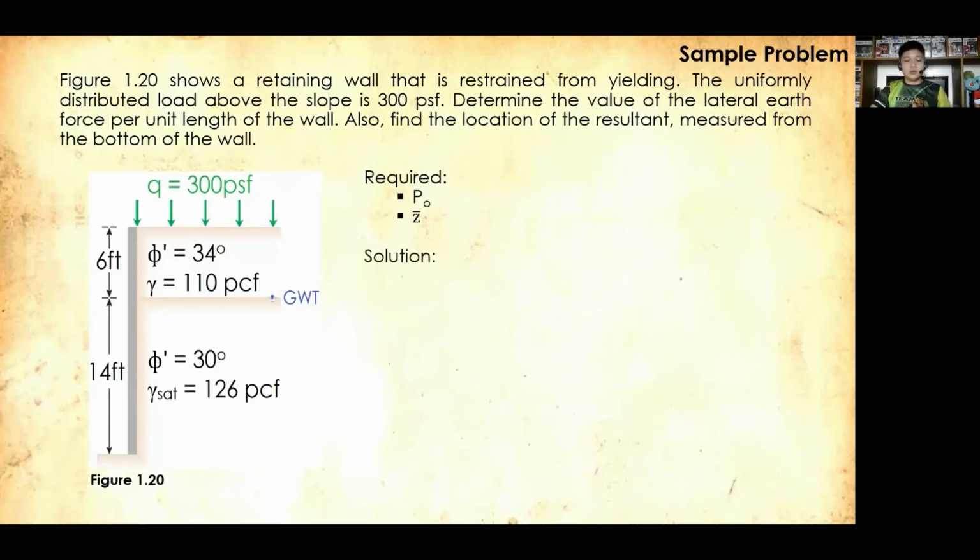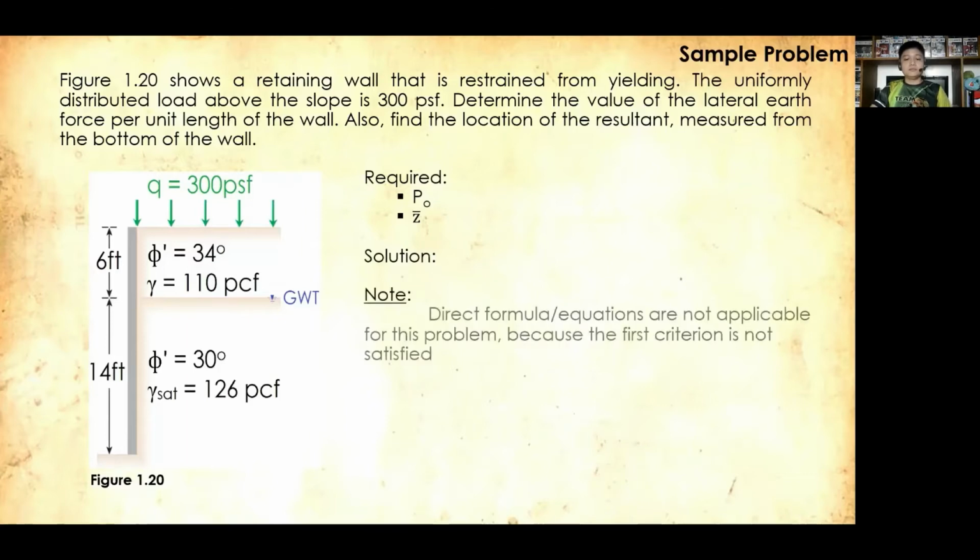So for our solution, again, by inspection, the direct formulas or equations are not applicable for this problem. Why? Because the first criterion as well as the second and the last are not satisfied. For the first, one homogeneous soil, not satisfied. The second, no additional loading, so we have already Q. And the last, the soil is not saturated, we have already our shallow groundwater table.